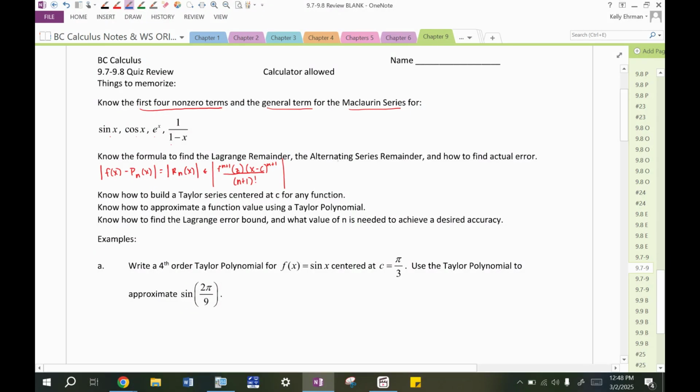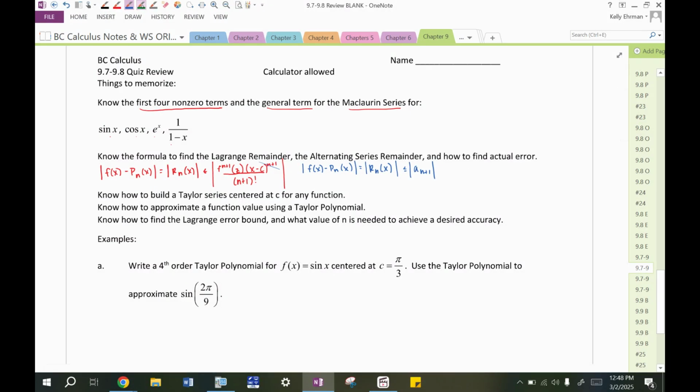The alternating series remainder says the difference between f of x and some Taylor polynomial of a certain order is also equal to a remainder of that order at x, and that's less than or equal to the n plus 1 term in absolute value. Remember, the n plus 1 term, if that's a 0 term, it's the first neglected non-zero term. So if we're using sine or cosine, for sine, it's going to be the next odd term, and for cosine, the next even term.